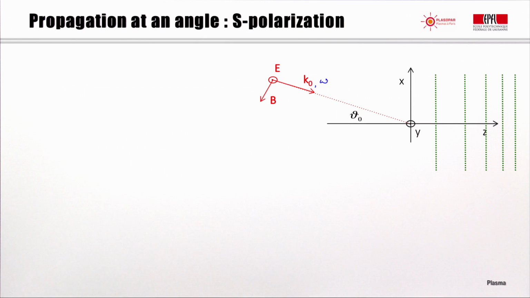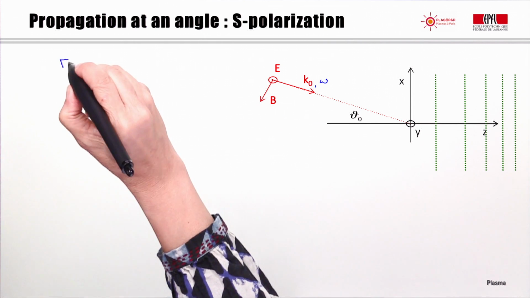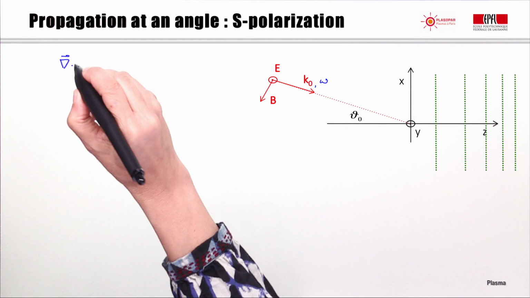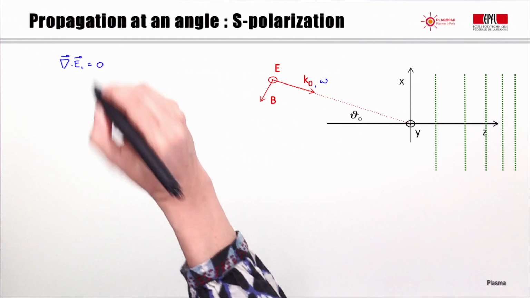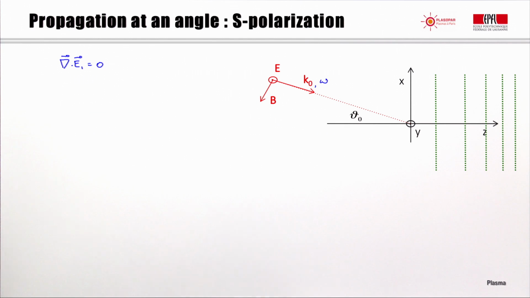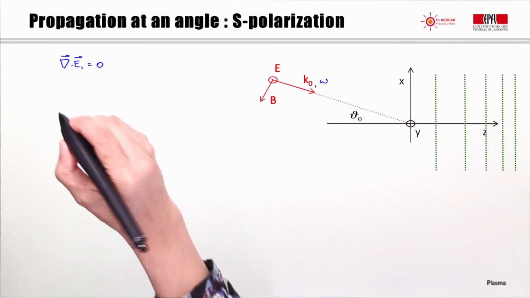In this situation, again, we can have a solution that is a purely transverse electromagnetic wave all the time. And this means that the divergence of the electric field will be 0 at all times. Moreover, the component of the wave vector that is perpendicular to the density gradient, in this case the x component, will be conserved at all times, and this is analogous to Snell's law.